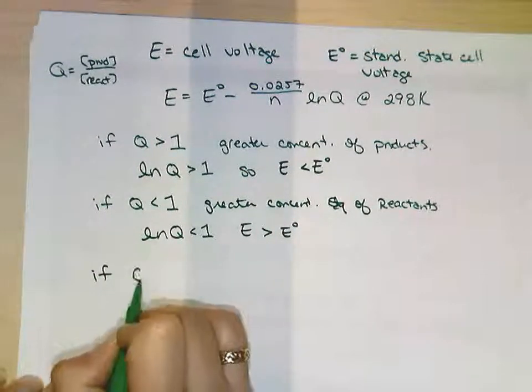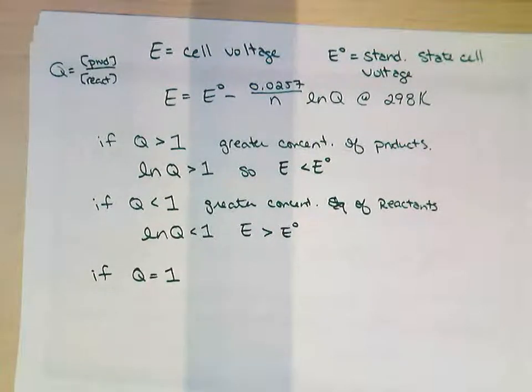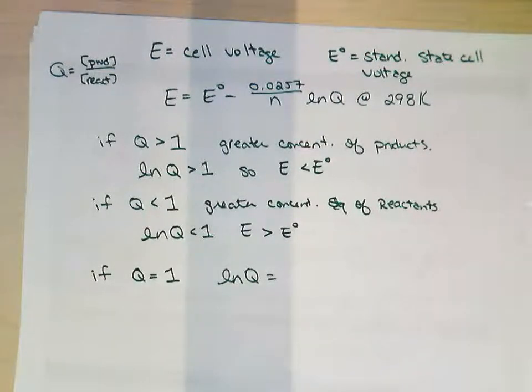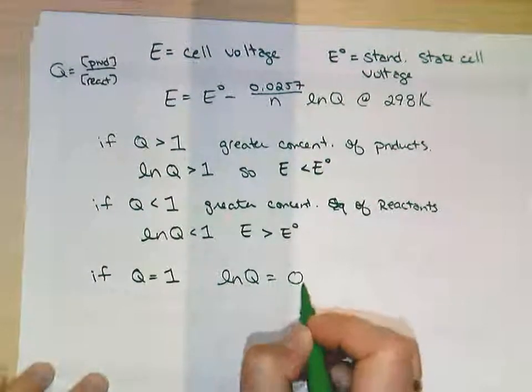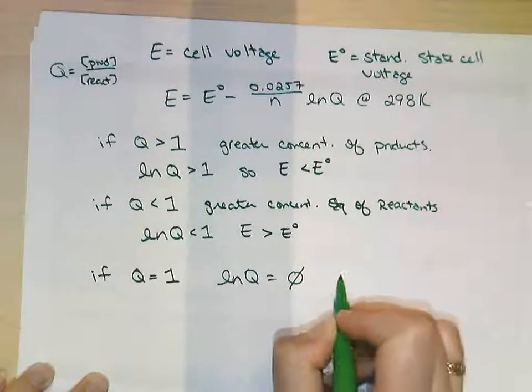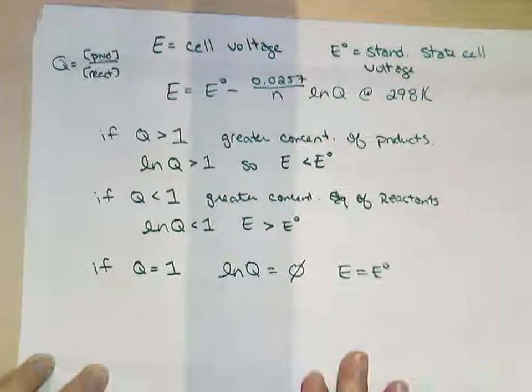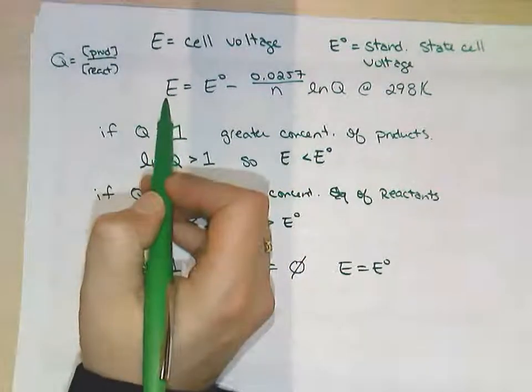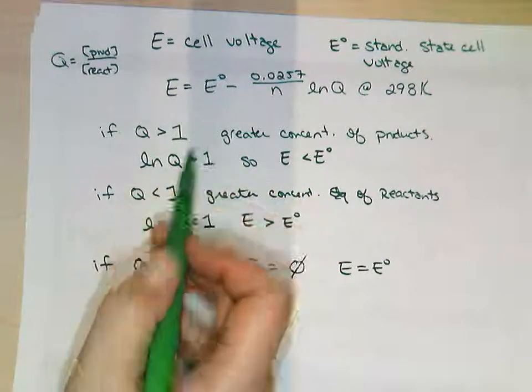Well, if I'm at the point where Q equals 1, I'm at equilibrium. What's the natural log of Q equal? Right, so really I'm at the point where Q equals K, which means I'm not at non-standard state anymore. I'm at standard state, which means I can use the equation with K in it.